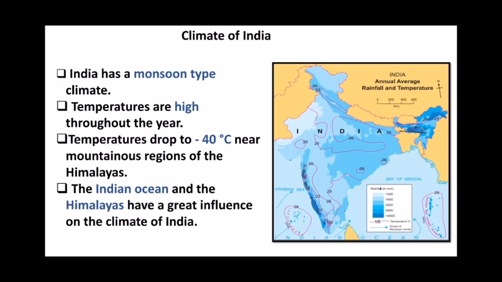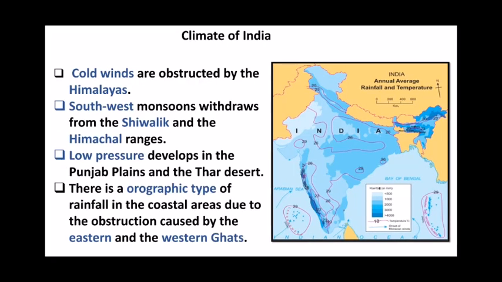So, very cold winds that are blowing from the north are obstructed by the Himalayas because they are at a very high altitude. Similarly, in the southwest, monsoons retreat from the Shivalik and Himachal ranges of the Himalayas. So children, what do you understand by retreat?